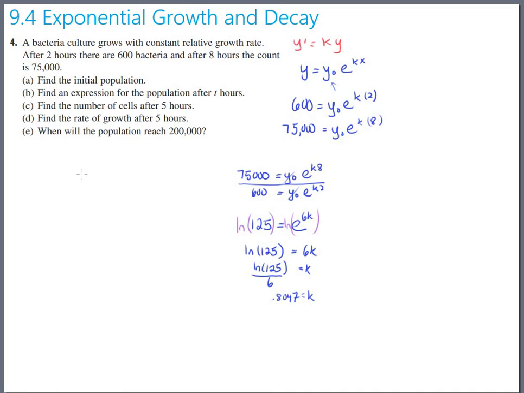Which means that we now have the ability to answer this first question of what's the initial population. We know now that the equation is y equals y0 e to the 0.8047. That is k. This is x right here. And again, we can fill in one of our initial values, like maybe the 2 and 600, and solve for y0.